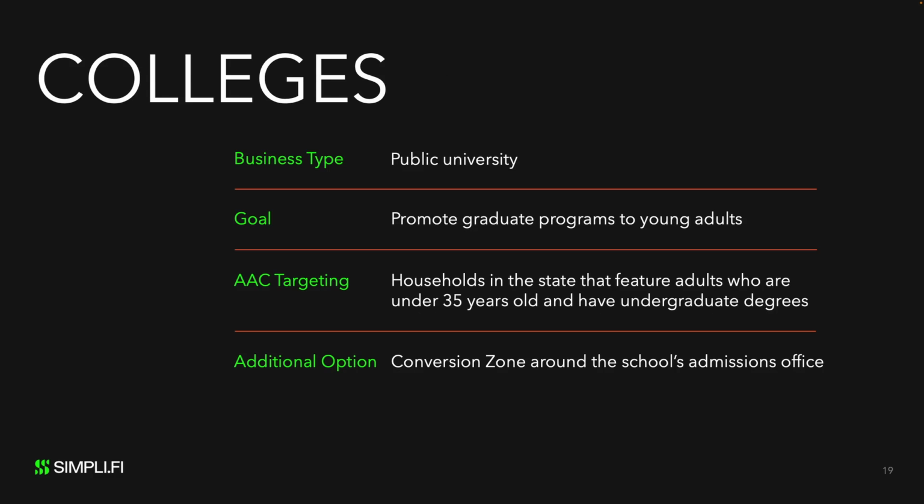Let's look at a college that is promoting graduate programs to young adults. An easy audience to build and target would be households that feature adults under 35 who have undergrad degrees. And let's build a conversion zone not just around the whole school, but rather the school's admission office in order to make sure those conversions are highly accurate.